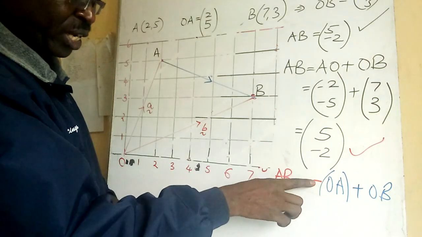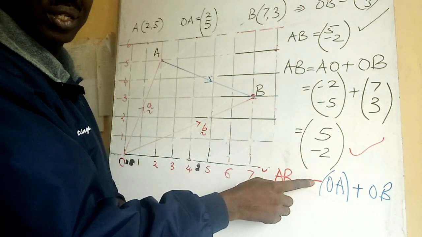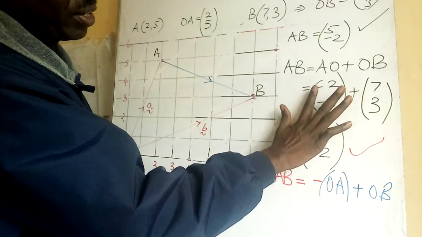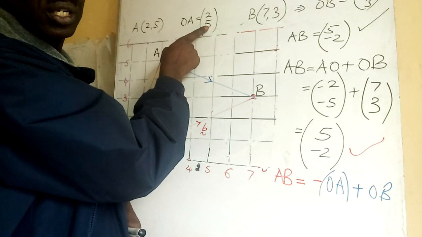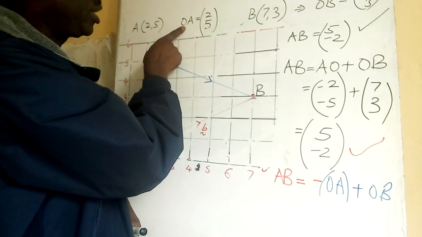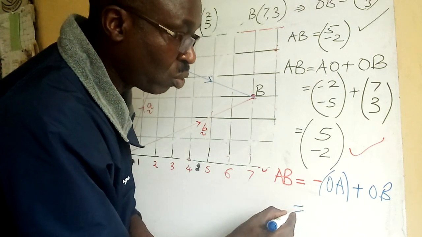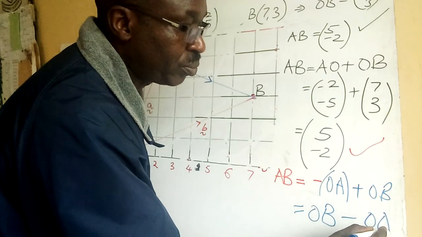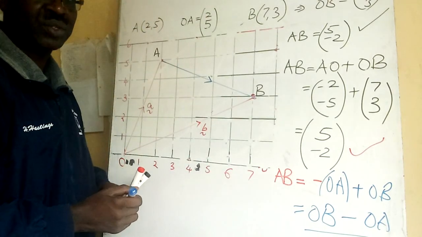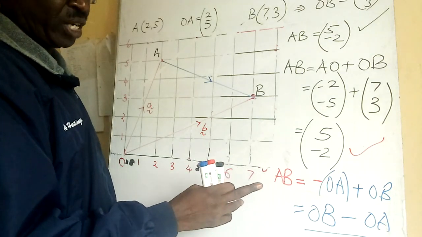Okay? I've put the negative outside. You see, negative is out. So what remained after removing these negatives is 2 and 5. And 2 and 5 is here, which represent OA. So in short, you need to know OB. That is what I want you to get.